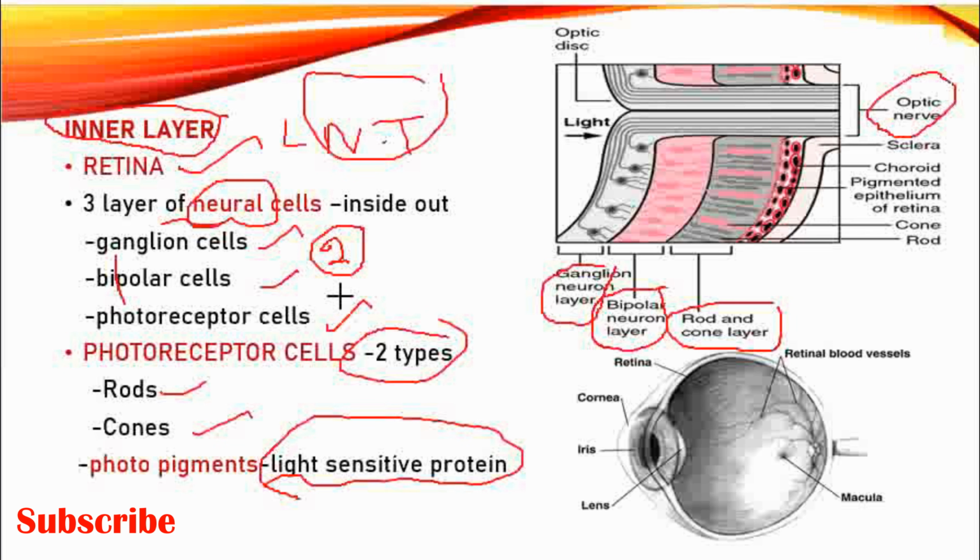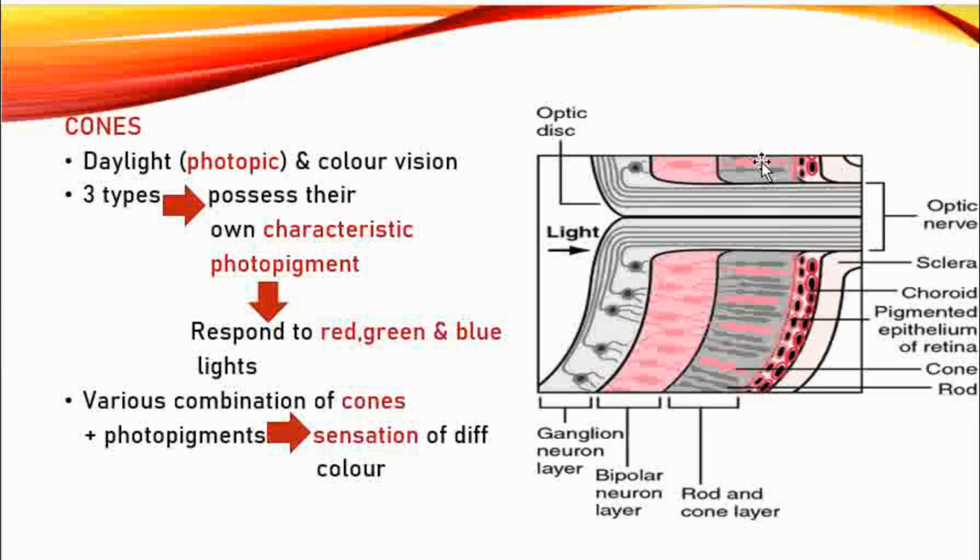Coming to the photoreceptor cell, as I already said, there are rods and cones. These two are the photoreceptor cells. The layers we have already seen are the sclera, choroid, then the pigmented epithelium of the retina, then comes the cone and the rod, then the inner layers. The cornea and the rest we saw in the previous video. Let's move on to the next slide.